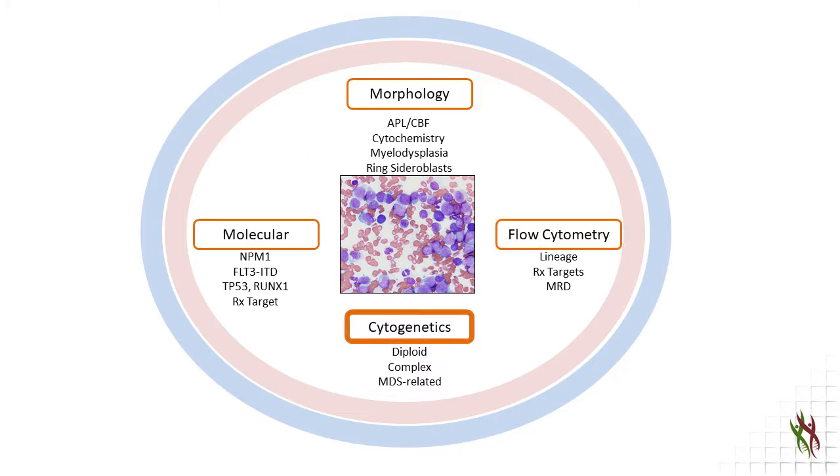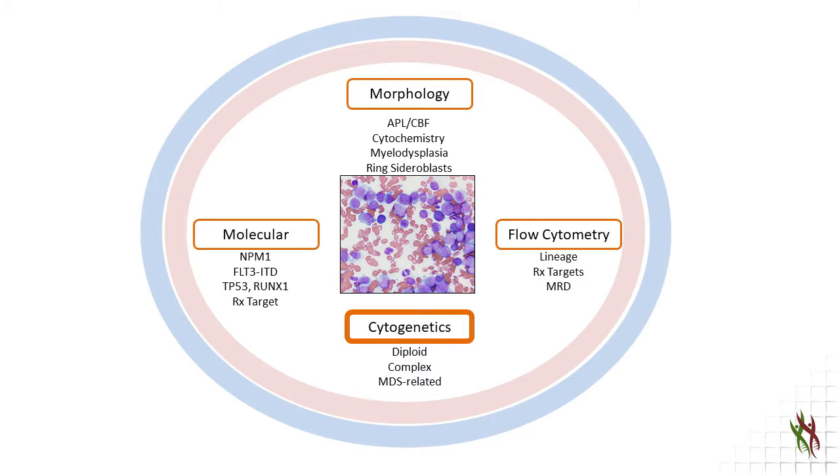Cytogenetics remains a mainstay of risk stratifying patients with AML. It is with cytogenetics that we can determine whether the patient has a diploid karyotype or a complex karyotype or abnormalities that are typically associated or seen in myelodysplastic syndromes.